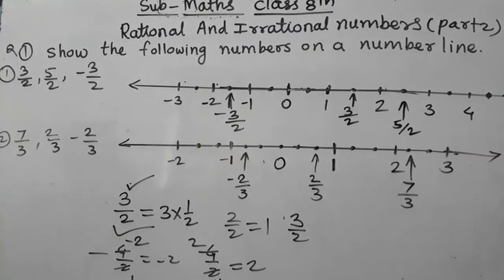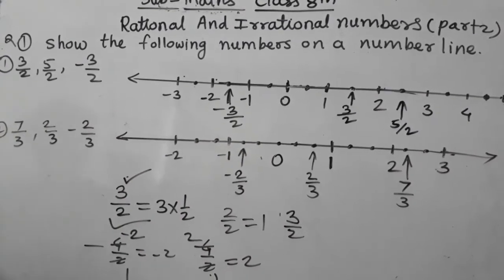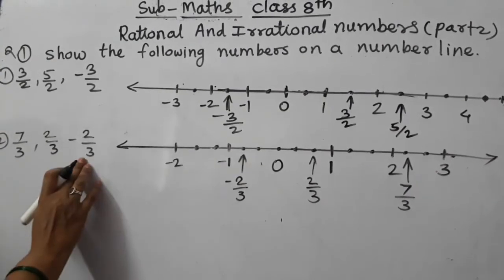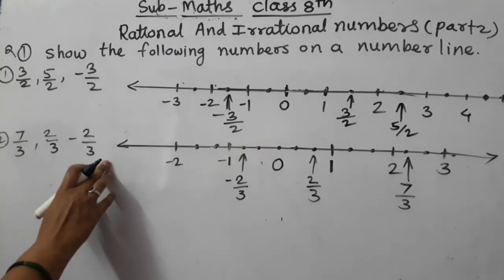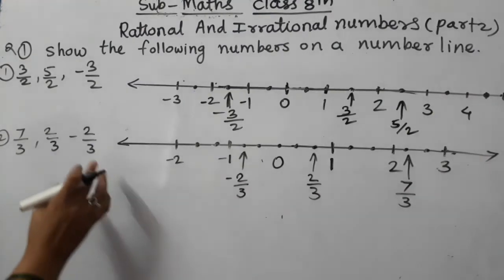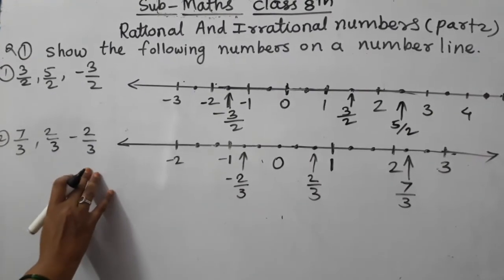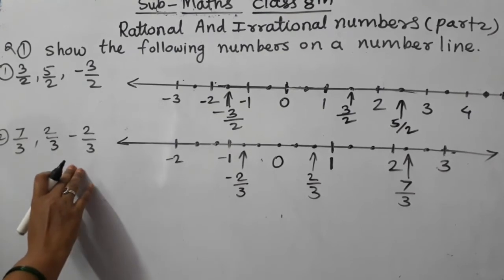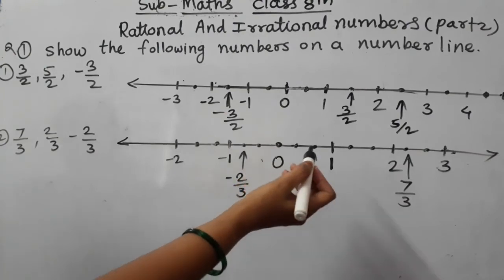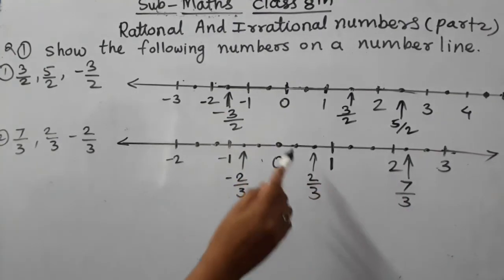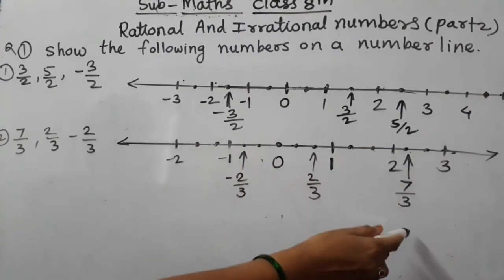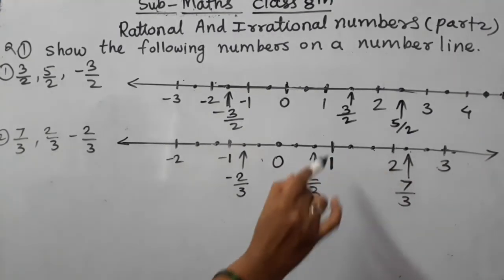Similarly, we can solve the next example, the second example. Denominators are 3 in this example. Therefore, each unit on the right side of 0 is divided into 3 equal parts. So, the 7th point from 0 shows 7 by 3. See, 1, 2, 3, 4, 5, 6, 7. 7 by 3. This is our answer.